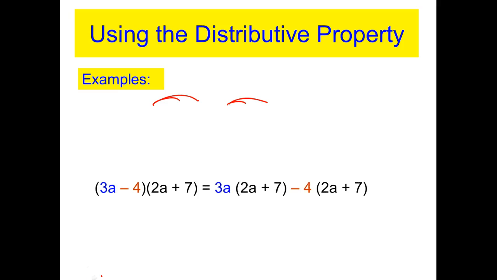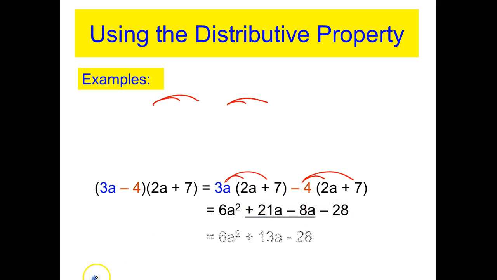Another example, 3a minus 4 times the binomial 2a plus 7. We're going to distribute the 3a, and then we're going to distribute the minus 4. We get 6a squared plus 21a, and in the back we get minus 8a and minus 28. The 21a and the minus 8a combine to give us 13a in the middle.